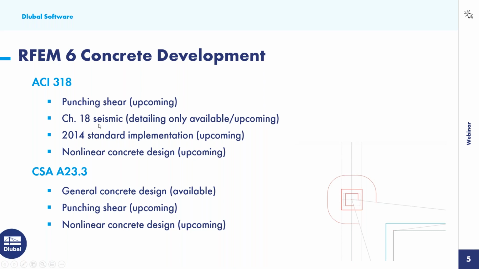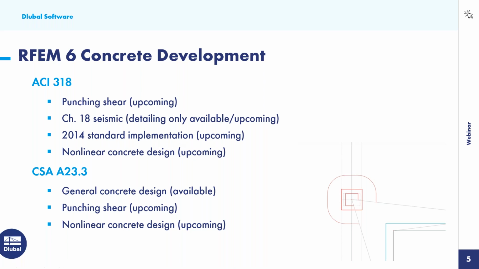Chapter 18 for seismic design: we currently have the reinforcement detailing available to us, but we're going to continue expanding on these topics, including information like strong column, weak beam. The 2014 standard should be implemented relatively soon as well.